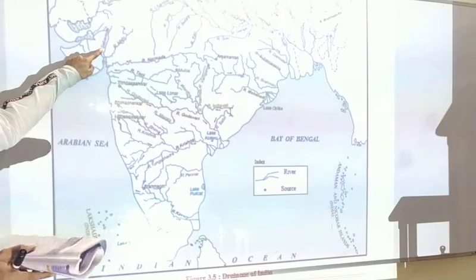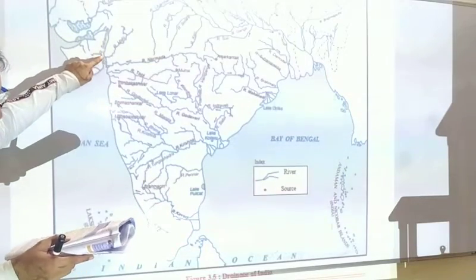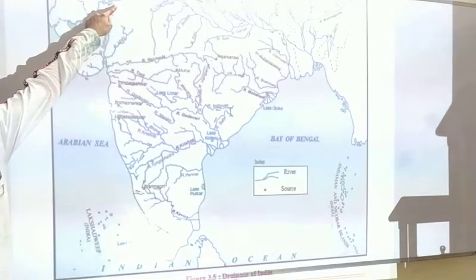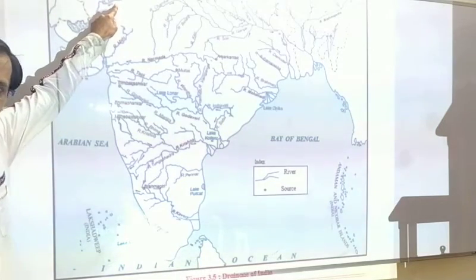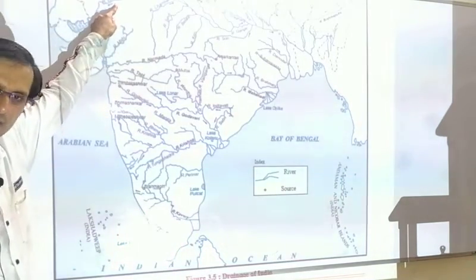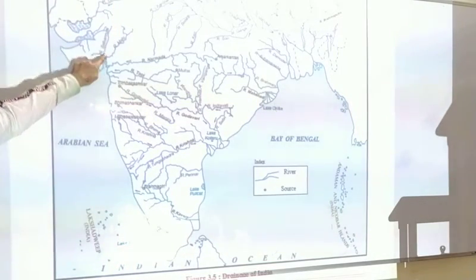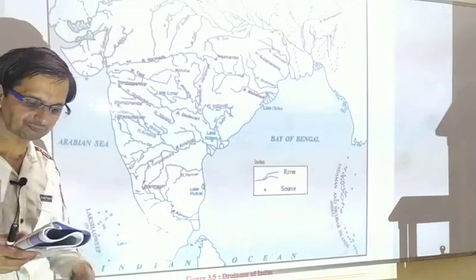river Sabarmati collects its headwater from the southern slopes of the Aravalli ranges. I already told you the Aravalli ranges are here in Rajasthan. They originate in the Aravalli mountain ranges, flowing in a somewhat north-south direction.